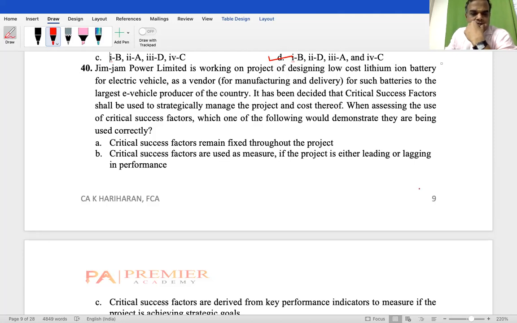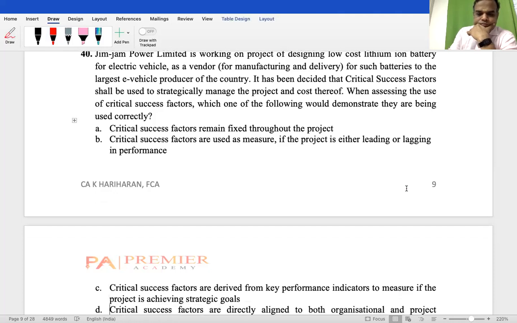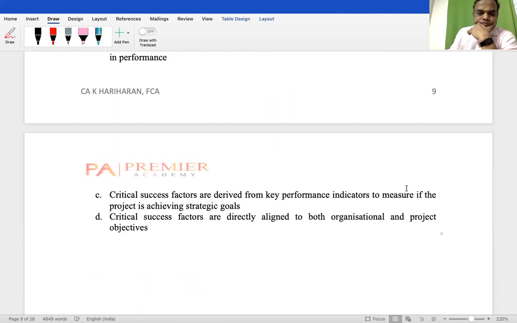Option A, critical success factors remain fixed throughout the project. Option B, critical success factors are used as measures if the project is either leading or lagging in performance. Option C, critical success factors are derived from key performance indicators to measure if the project is achieving strategic goals. Option D, critical success factors are directly aligned to both organizational and project objectives.